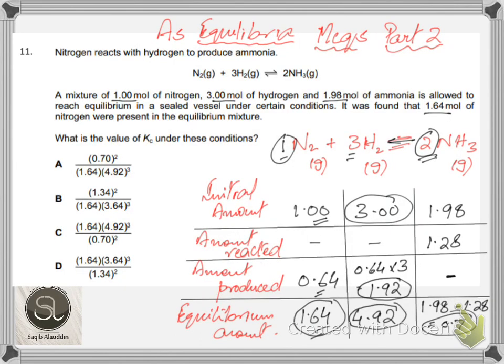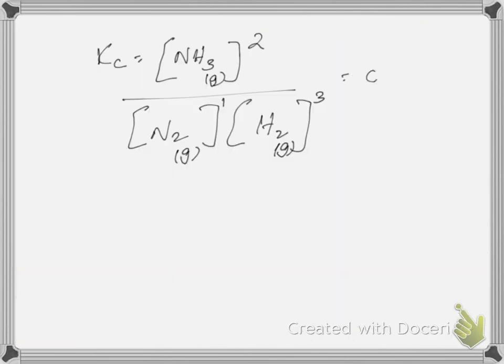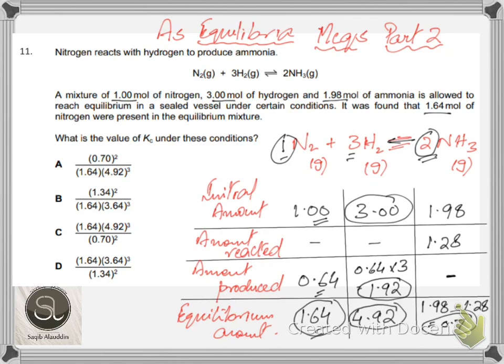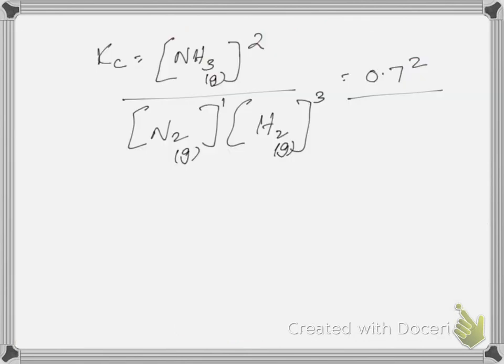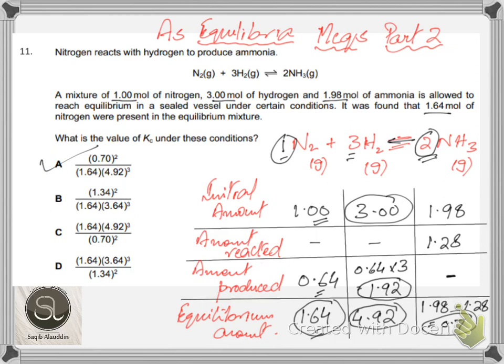See, at equilibrium you have 0.7. So 0.7 squared upon, for nitrogen we have 1.64. For hydrogen you have 4.92. 1.64 into 4.92 cubed. Your answer is A. That's the only correct option in all of them. So your answer is A.